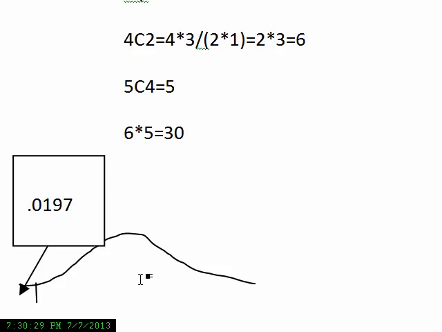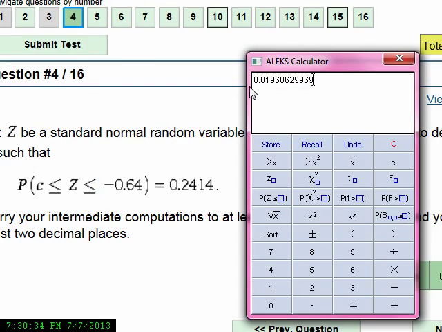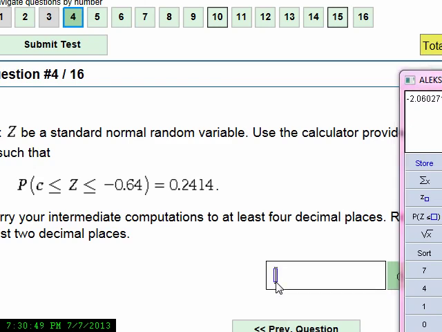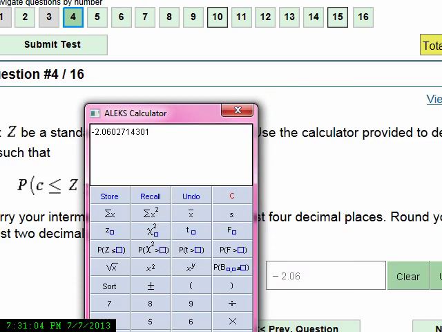So to get the area to the right, I'm going to do 1 minus. So I'll go back out here and use the ALEKS calculator and do 1 minus this, and then find the Z score that corresponds to that area to the right. And so I'll hit the Z box, and I want the Z score for 0.9803, and that will tell me that it's negative 2.06. I think they want it to 2 decimal places. So I have negative 2.06. So that's the value that they have.